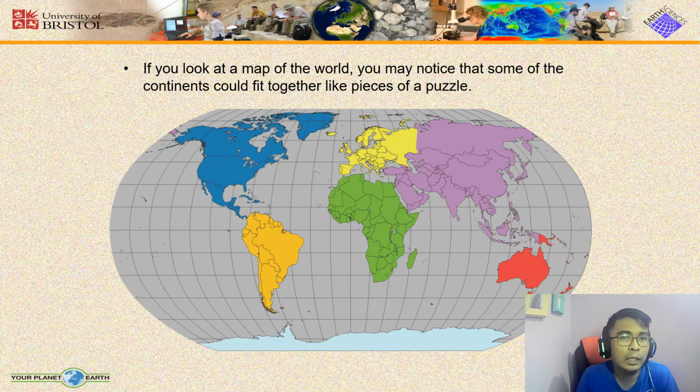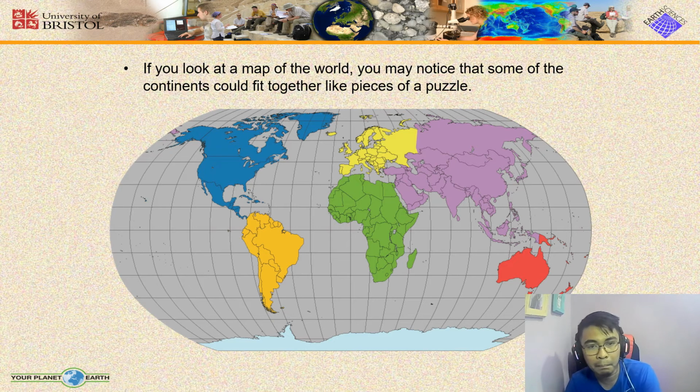Now, if you look at the map of the world, you may notice that some of the continents could fit together like pieces of a puzzle. Okay? So, for example, the shapes of Africa and South America are good examples of this. Because as you can see in the map in the video, they somewhat fit together.